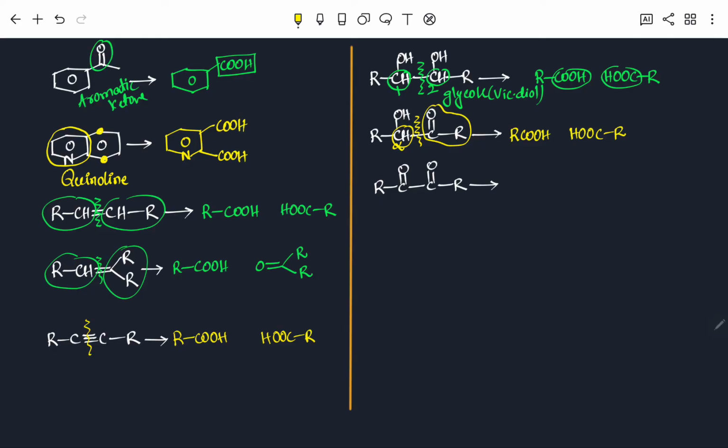Next example, diketo. In the diketo, 1,2 diketo or alpha diketo, we have to break the C-C bond in between the CO groups, and the left group is converted into carboxylic acid and the right group is also converted into carboxylic acid.